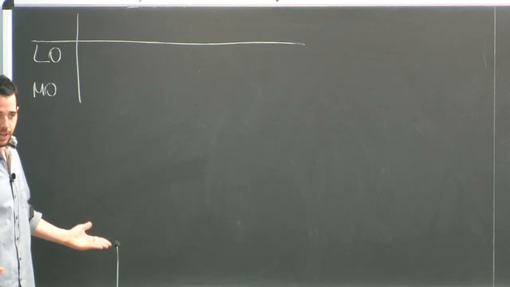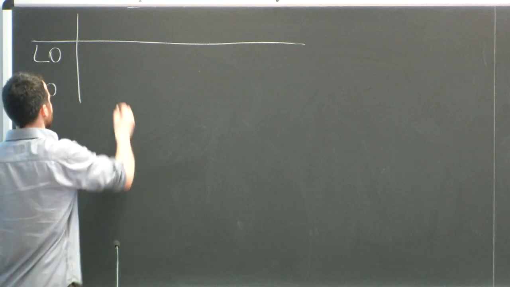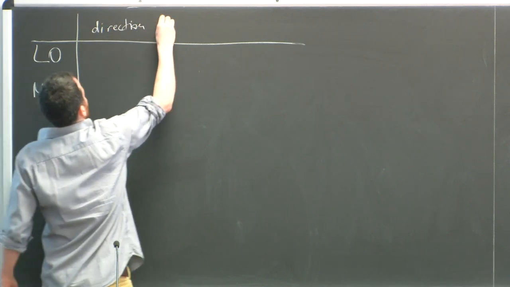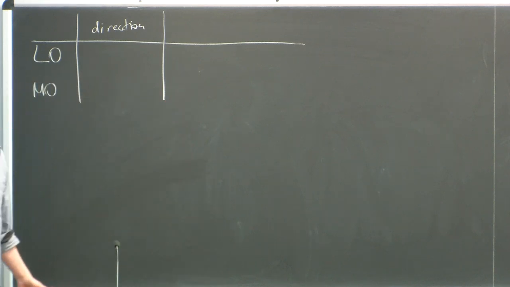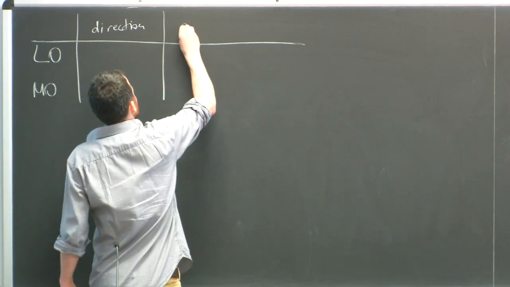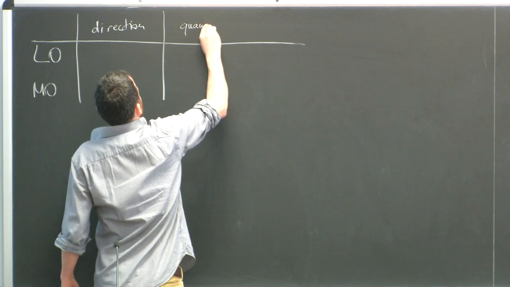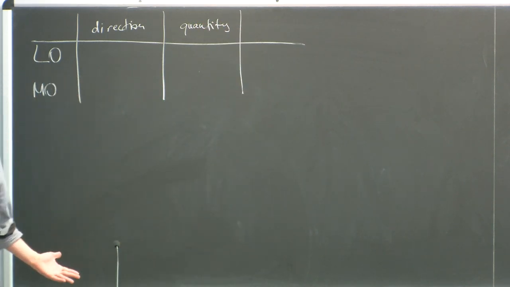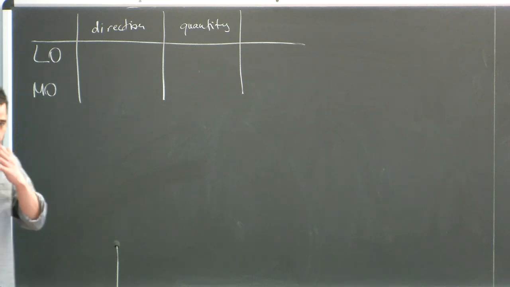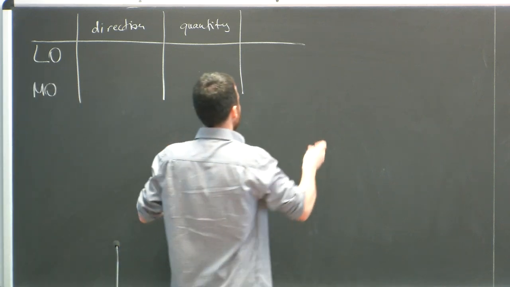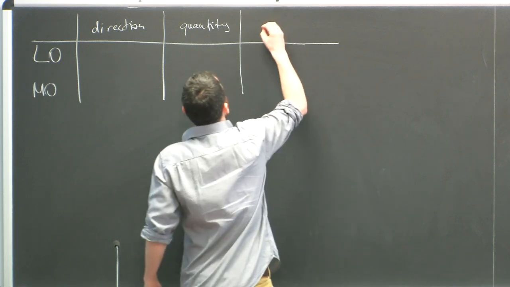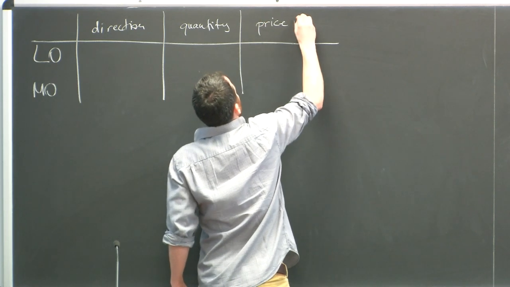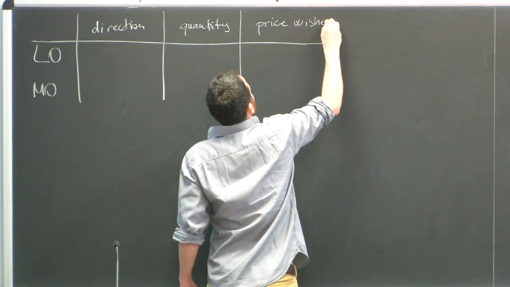Let's say you're trading, you have a direction. You buy or sell. There is a quantity that you want to buy or sell. And there might be a price where you want to buy or sell, right? Depending on what you do, you have in mind some type of price. Let's say price wished for, I will call it like this.